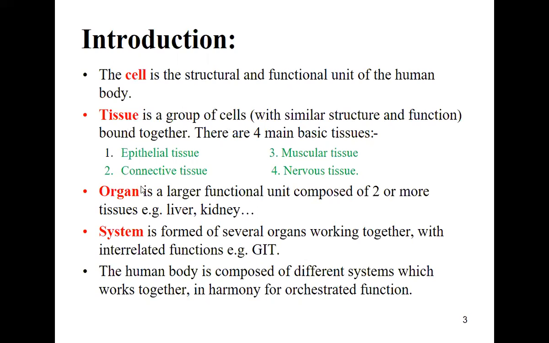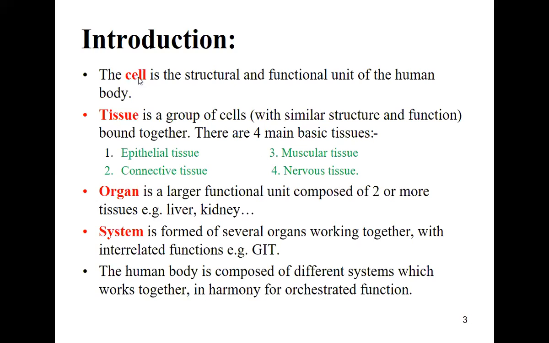Then what is an organ? An organ is a larger functional unit composed of two or more tissues. As I said, when two or more tissues come together, they form something called an organ, like the liver, the kidney, the stomach. Any organ is made up of two or more of these tissues. When they come together, they form an organ.